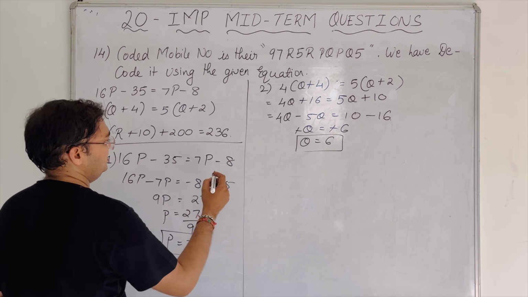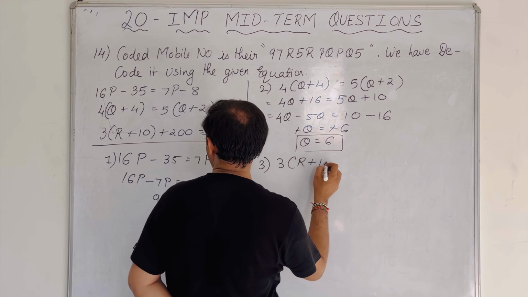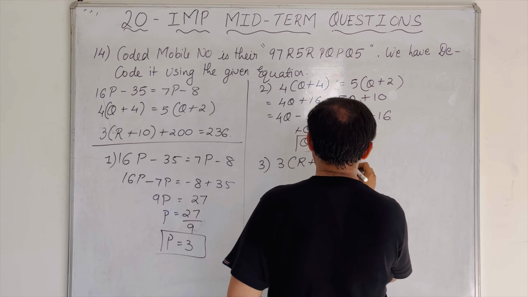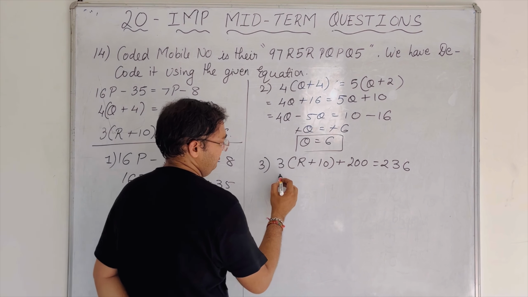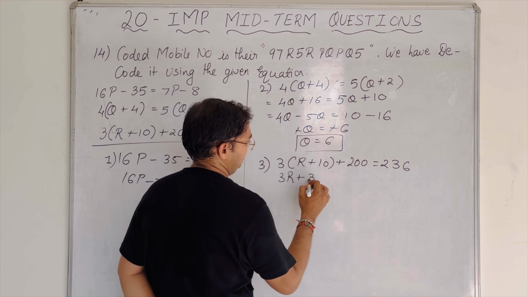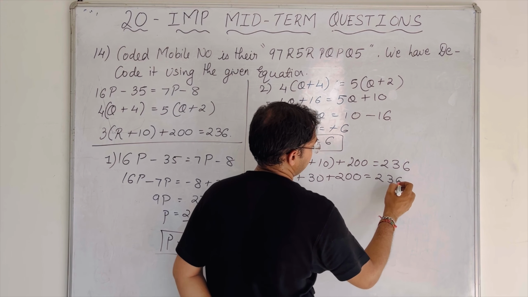The third equation is this, that is 3 bracket r plus 10 plus 200 is equals to 236. Okay, first the distributive property: 3r plus 30 plus 200 equals to 236.